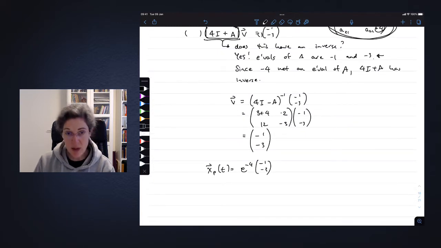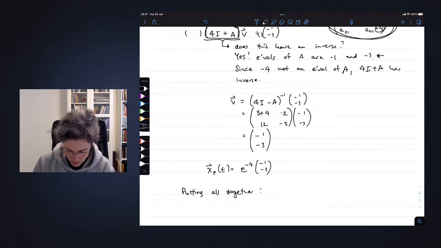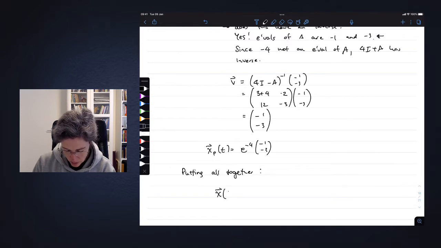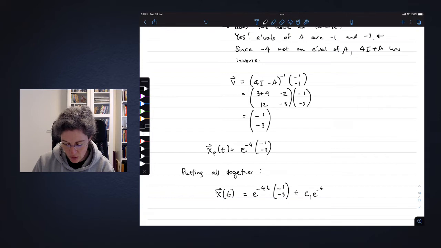So putting this all together, we can now have a general solution to the non-homogeneous version. We get that our general solution to our non-homogeneous differential equation is e to the minus 4t times (1, minus 3), so that's our particular one, plus the general solution to the homogeneous version, which you could have worked out the way we did last week. It looks like this.